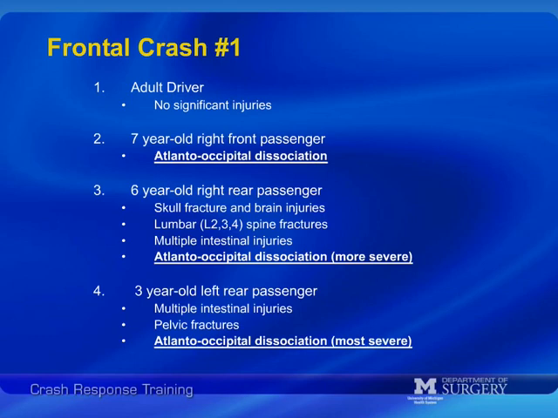So in this single frontal crash, the adult driver, who was protected with a 3-point belt and an airbag, sustained no significant injuries. The 7-year-old right front passenger had an atlanto-occipital dislocation. The 6-year-old right rear passenger had a more severe atlanto-occipital dislocation, and the 3-year-old left rear passenger had the most severe atlanto-occipital dislocation. All of this is a result of immature necks trying to stop heavy heads. The 2 boys in the rear also sustained a number of abdominal and spine injuries as a result of bad positioning of their lap belt.